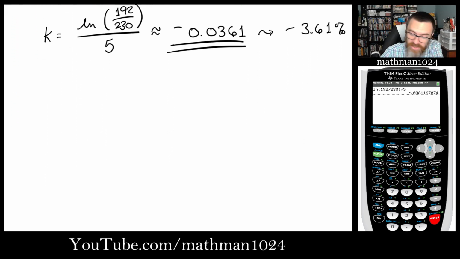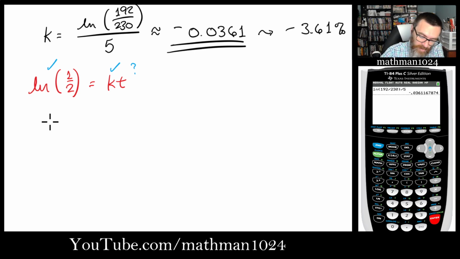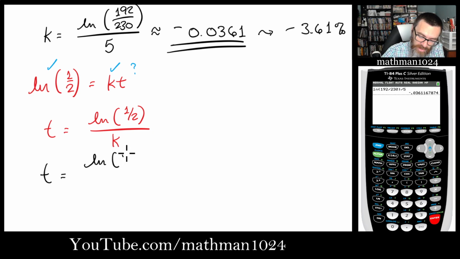All right, the next part is saying what's the half-life? And again, using that formula that I've shown you before, the natural log of 1/2 is equal to k times t. In this problem, natural log of 1/2 is a constant. k is the constant that we just found right above. And we just need to find t. So t equals the natural log of 1/2 divided by k. So our time for the half-life is the natural log of 1/2 divided by negative 0.0361.